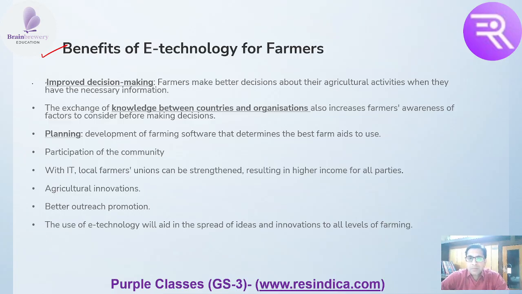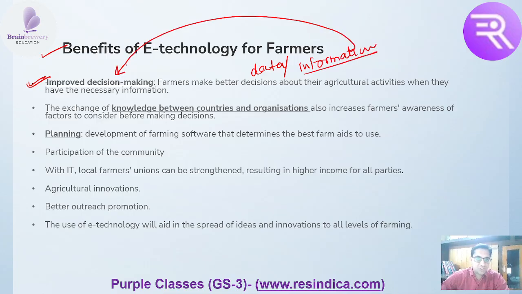Whenever we talk about e-technologies, the first thing is informed decision making, because now you can take a proper informed decision because you have all the data points and all the connected information with you, and you can utilize this data and information for taking your proper decision related to your field or crop.